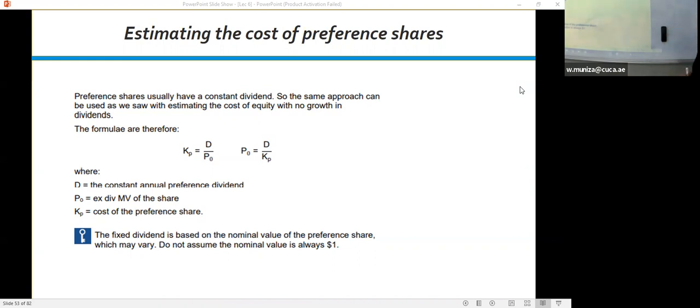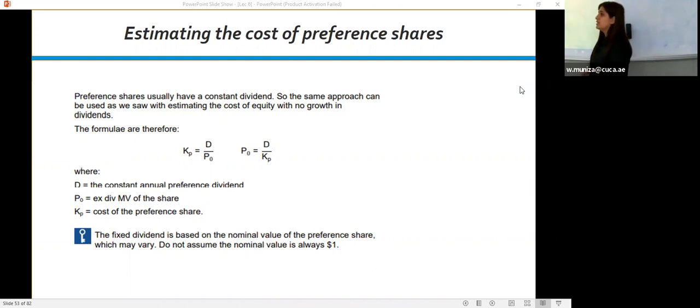So we are on the cost of preference shares. In order to calculate the cost of preference shares, the same formula is used that we used in the dividend valuation model. What is that? P0 is equal to D over RE. Over here, RE is replaced by KP. KP is the cost of preference shares. K here is taken as cost. So the cost of preference shares is equal to D over P0, or P0 is equal to D over KP. So the same formula is going to be used.